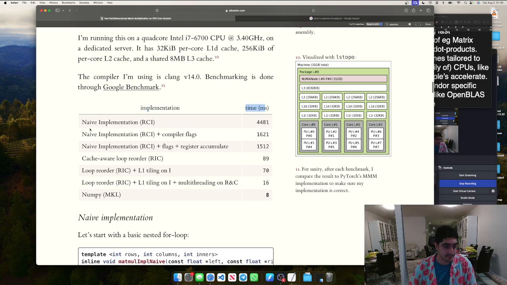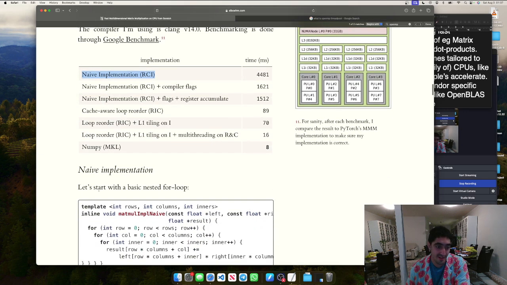Okay, so implementation time. Naive implementation: 4 seconds, 481 milliseconds. Naive implementation RCI plus compiler flags: 1 second, 621 milliseconds. Naive implementation RCI plus flags plus register accumulate: 1 second, 512 milliseconds. Loop reorder RIC: 89 milliseconds. Loop reorder RIC plus L1 tiling on I: 70 milliseconds. Loop reorder RIC plus L1 tiling on I plus multi-threading on R and C: 60 milliseconds. NumPy MKL is 8 milliseconds.